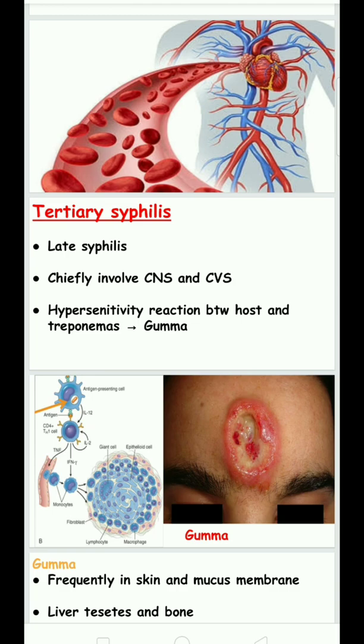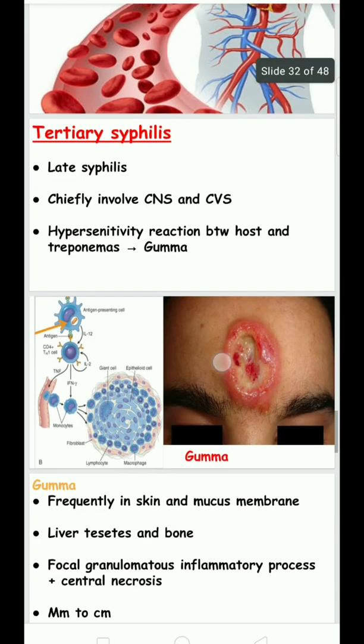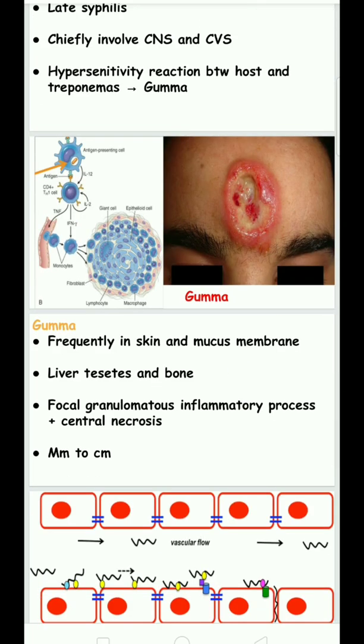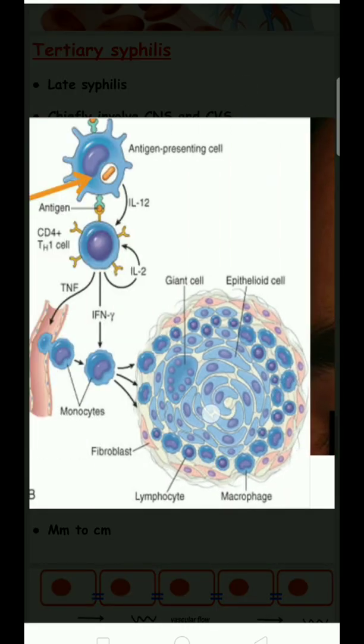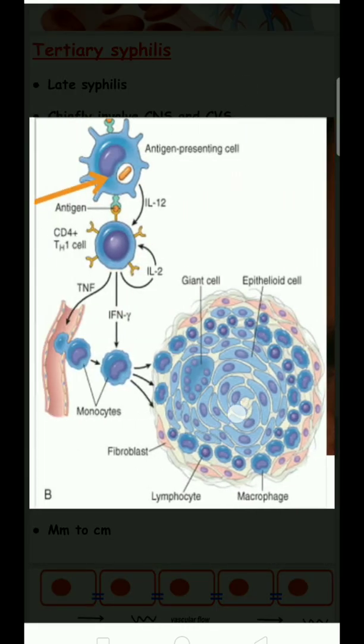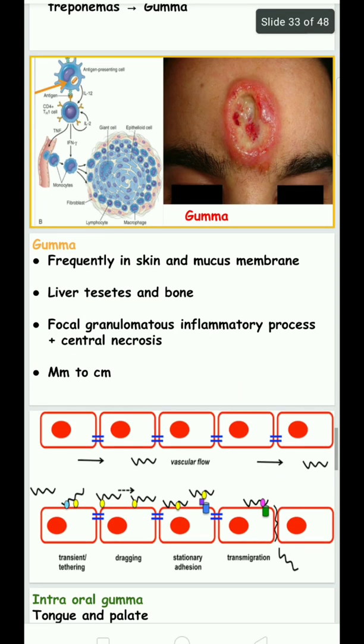Tertiary syphilis is a late phase that chiefly involves the central nervous system and cardiovascular system. It is a type 4 hypersensitivity reaction between host and treponemes, called a gumma. Gumma is frequent in skin and mucous membrane, and the liver, testis and bone are also involved. There is a focal granulomatous inflammatory process with central necrosis, ranging from millimeters to centimeters in size.